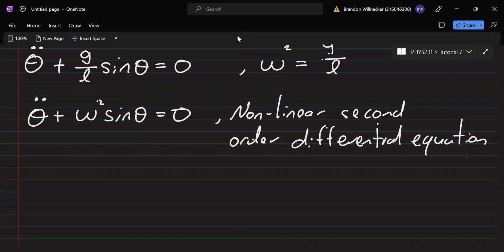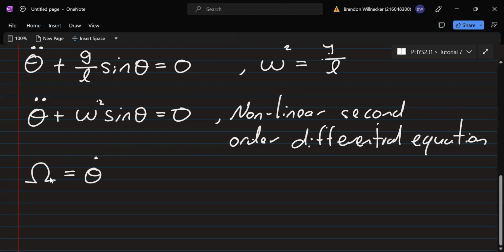Okay, so the way that we do that computationally is we introduce a new variable. In the tutorial, we see that it's called capital omega. So we introduce capital omega as theta dot. Okay, so that is our extra variable that we include to turn this single second order differential equation into two first order differential equations.